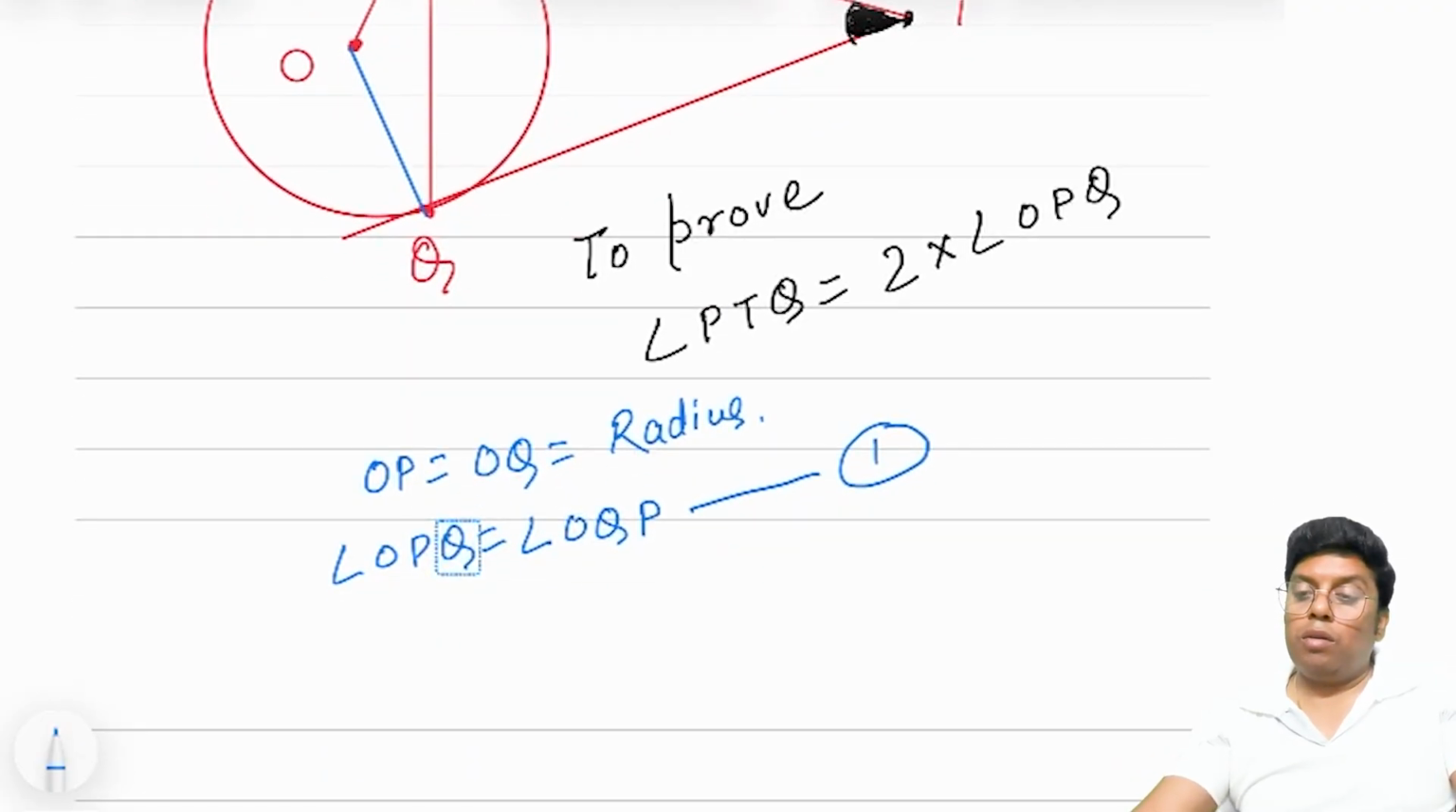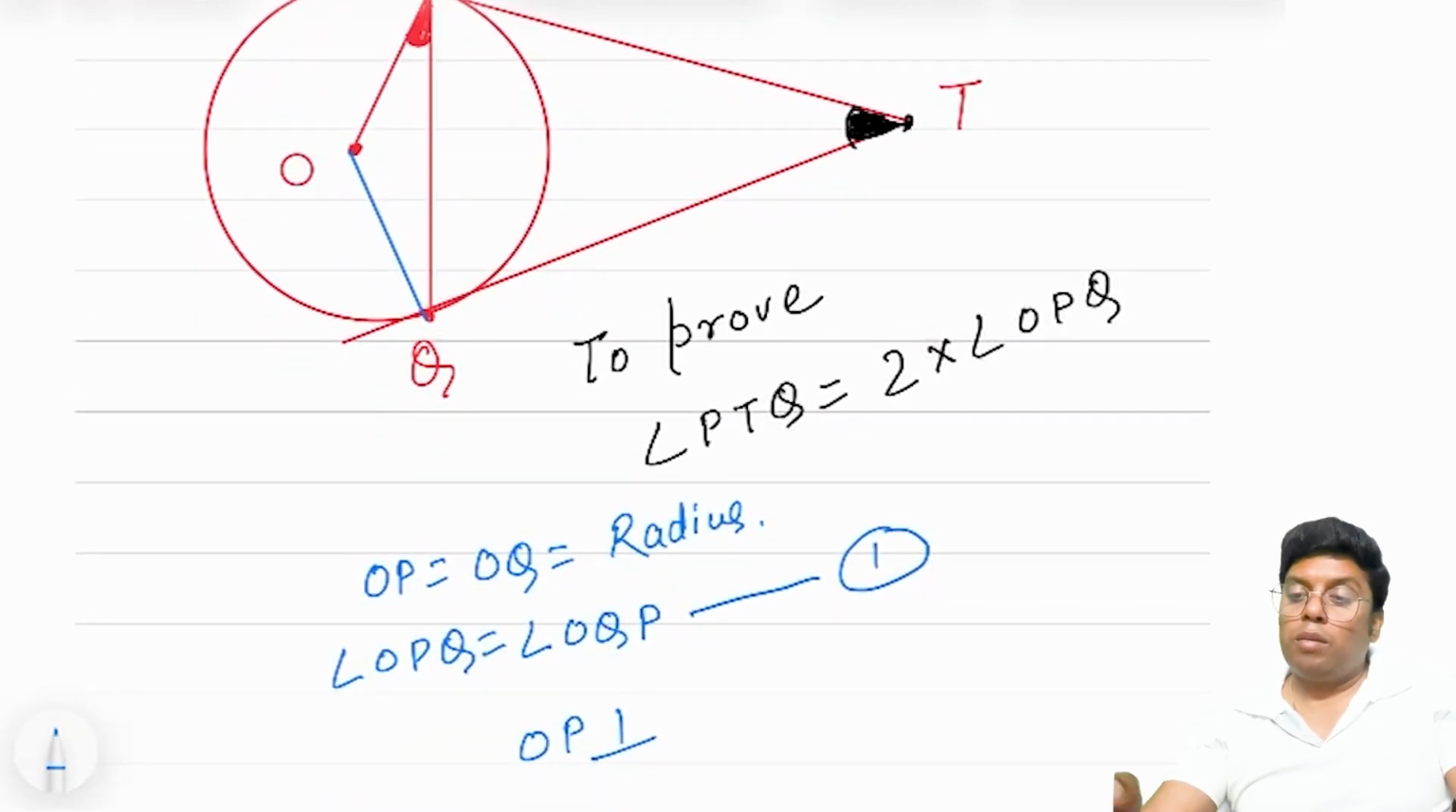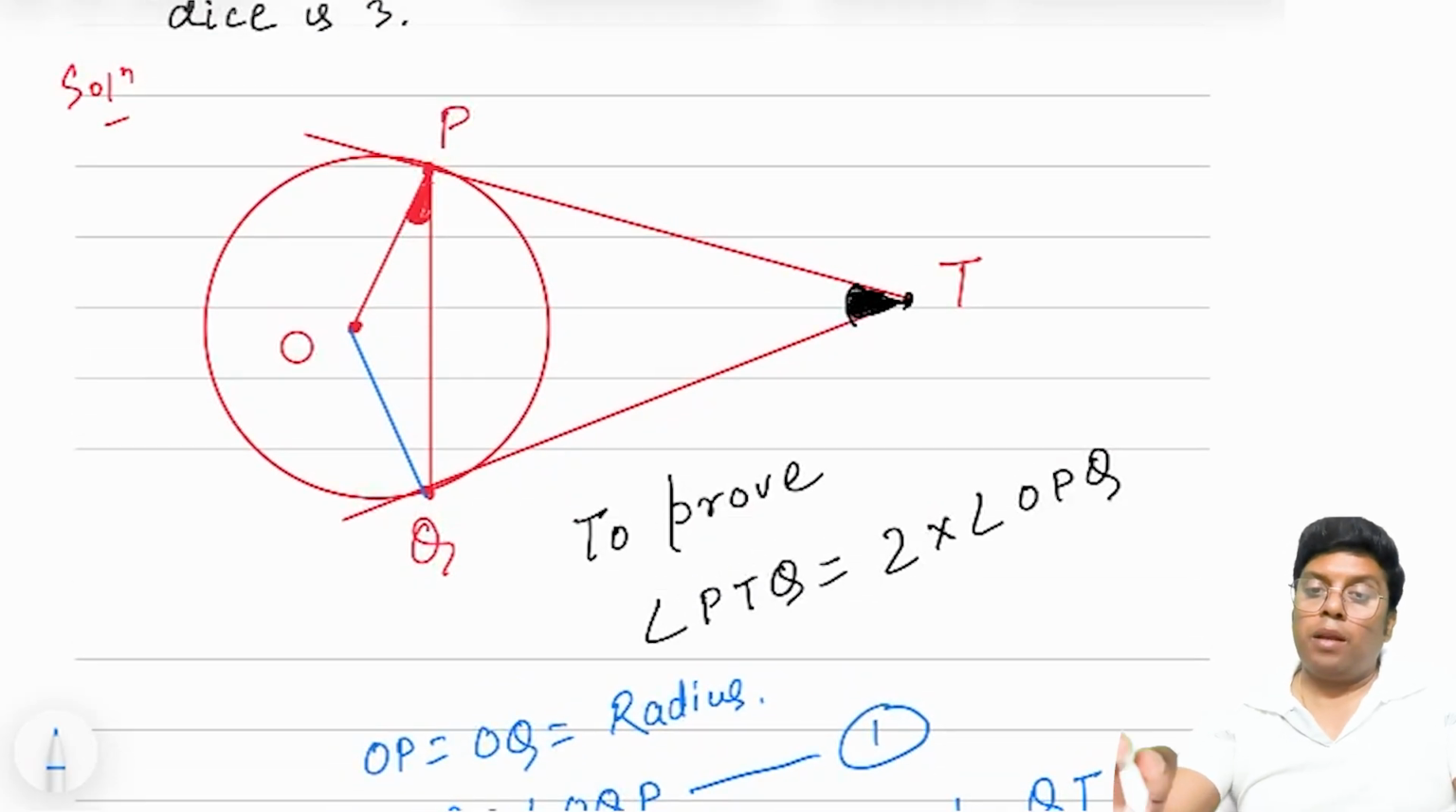Now we know that radius is perpendicular to the tangent, so OP is radius that will be perpendicular to PT. Similarly, OQ will be perpendicular to QT. So this will be equal to 90 and this will also be equal to 90, which means that this will also be equal to 90 degree and this will also be equal to 90 degree.